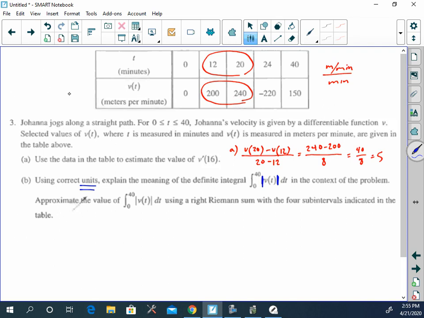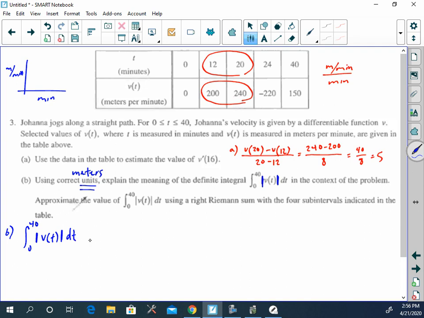And if you think of this as Riemann sums, which is what we're going to be doing here, we're talking about these rectangles. Across the bottom, we've got minutes. Up the side, we've got meters per minute. If you multiply meters per minute times minutes, you're just going to get meters. So that's going to be my using correct units part. So explain the meaning of this definite integral in the context of the problem. I'm going to write it out here: the integral from 0 to 40, that's in minutes. So we'll make sure we address that. Sometimes I find people accidentally leave that off.